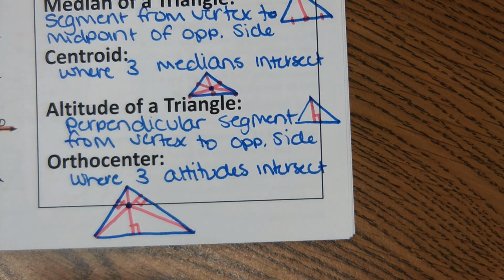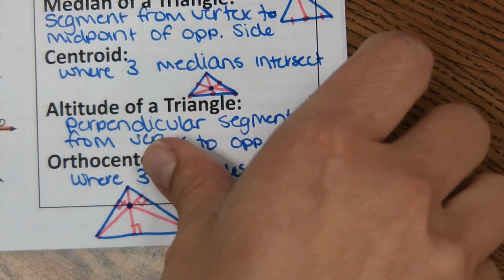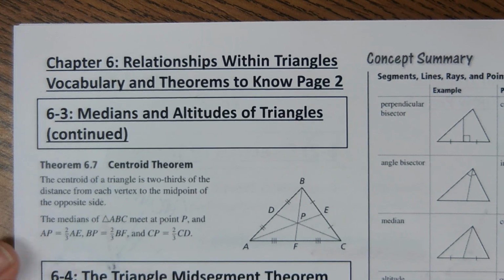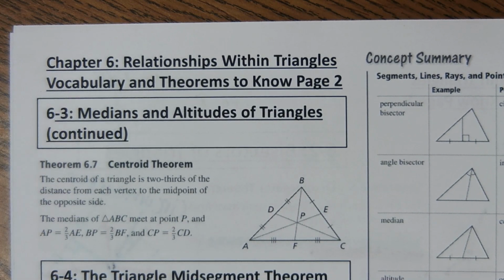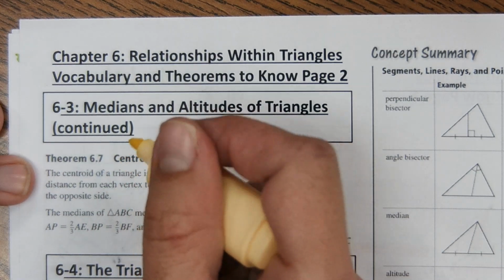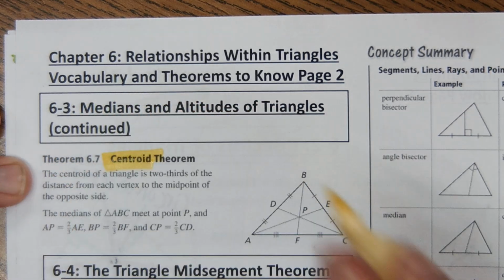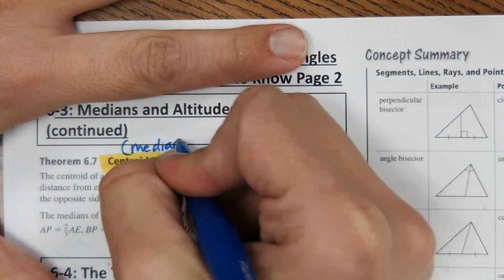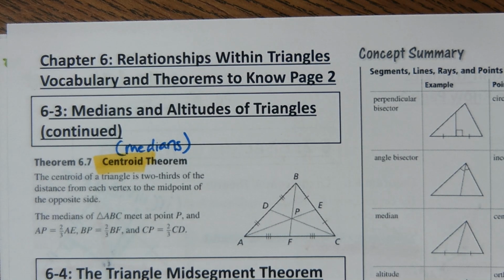Okay, and then on the back of this page, we're going to go over one of the theorems. So this theorem right here, the centroid theorem. Centroids are where the medians intersect. I'm just going to keep repeating that so that hopefully you memorize it. Medians intersect at the centroid.